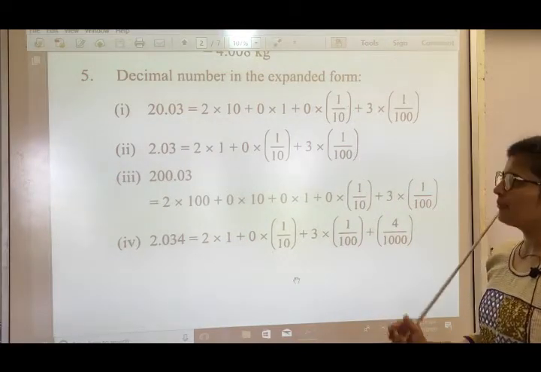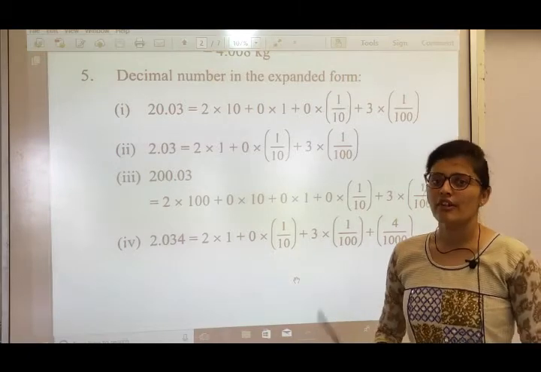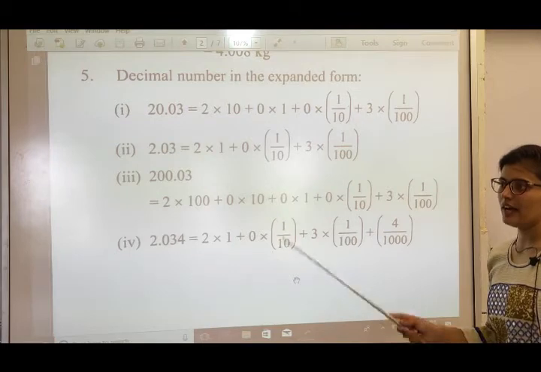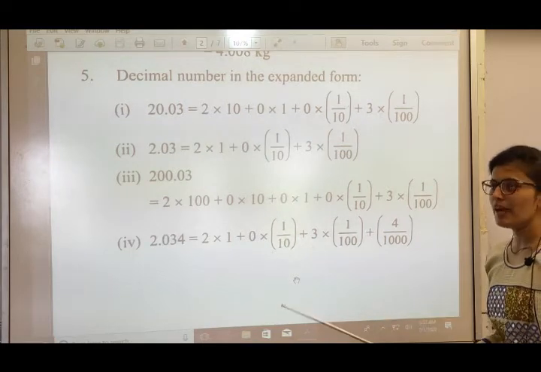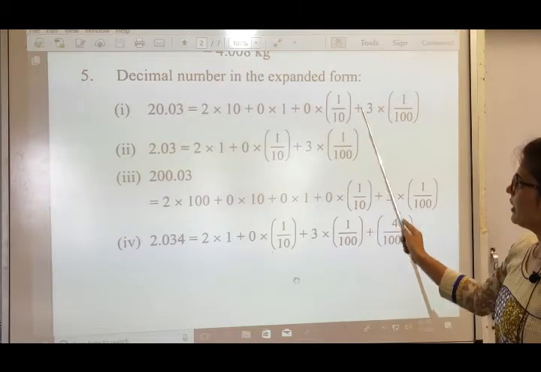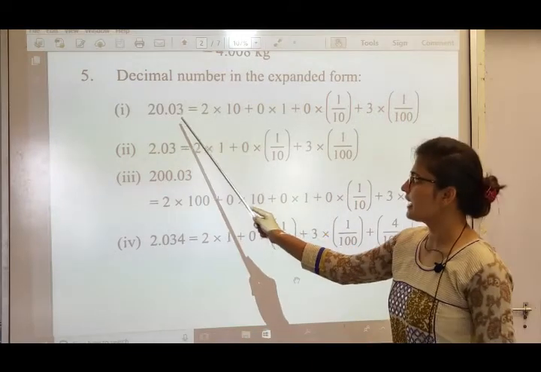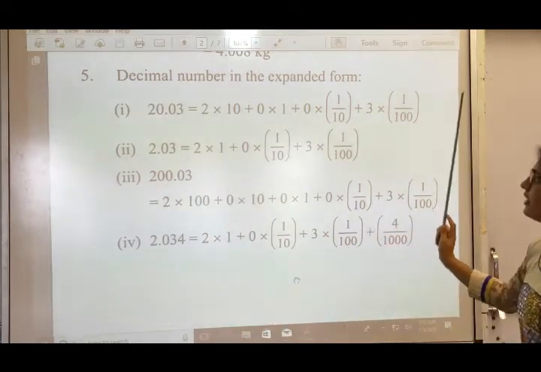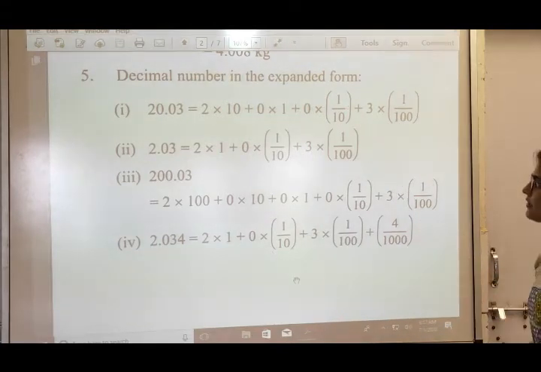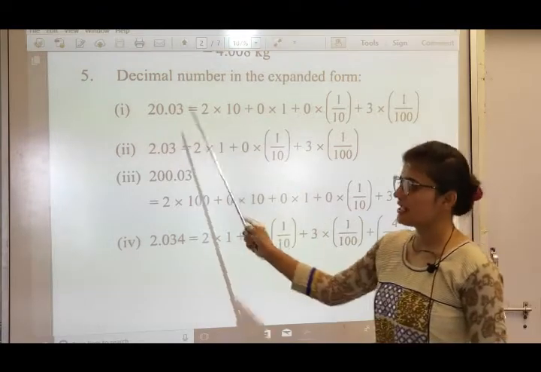After the point, if you are multiplying, you have to multiply by 1 by 10. After that the digit will be multiplied by 1 by 100. After that it will be multiplied by 1 by 1000. This way the series will go on. So 0 multiplied by 1 by 10. After that 3 is there. 3 is on which place? On the hundredths place. So plus 3 multiplied by 1 by 100. So this is the expanded form of the decimal number.